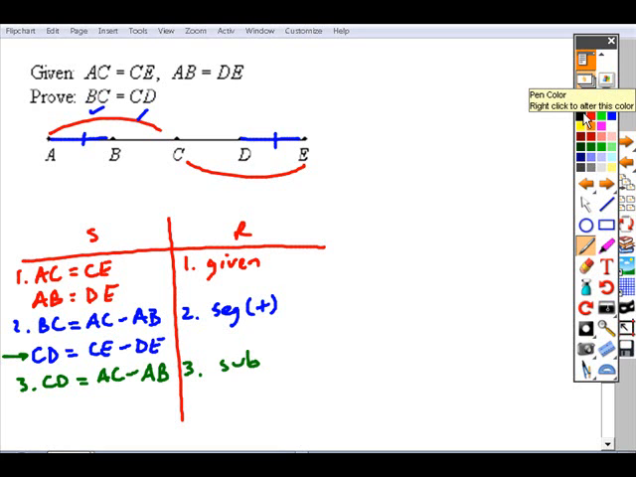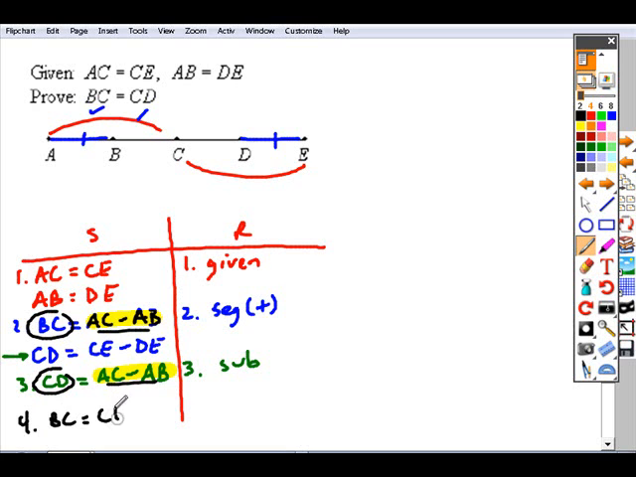And now, by doing that, it creates this relationship that AC minus AB appears twice. And if two things are equal to the same thing, those are equal to each other. So we can make the statement BC and CD are equal by transitive property, which also is an example of substitution. Okay, so that's one possible way to complete this proof.